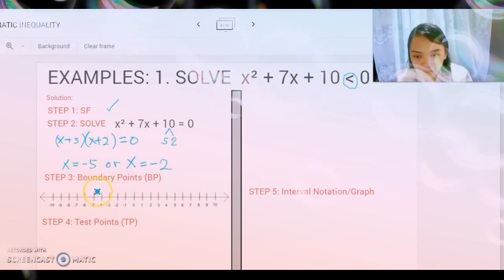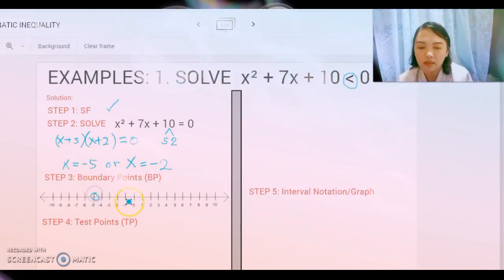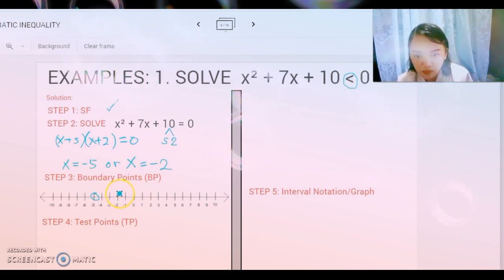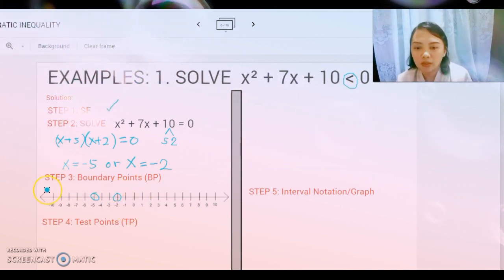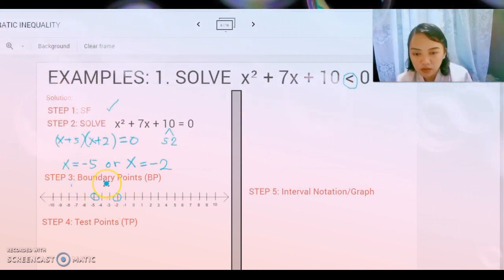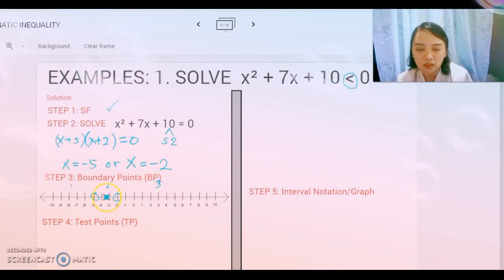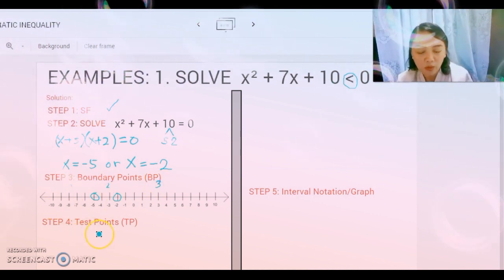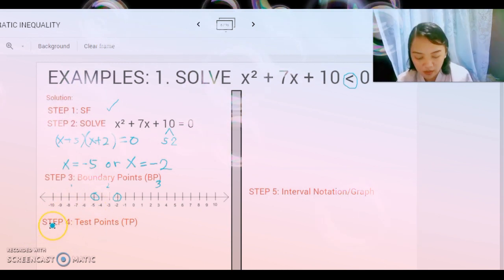So, nasan si negative 5? Ito. So, gawa lang kayo ng circle dyan. And then, si negative 2. Okay? So, meron tayong tatlong region. Okay. So, para makuha yung test points, dun muna tayo sa region 1.